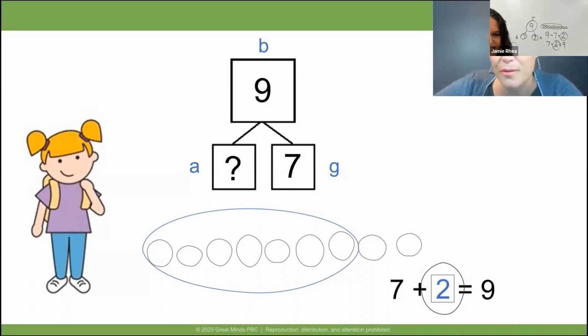So she wrote 2 for the unknown number, and she circled it because that's the solution or the answer to the unknown number. Way to go, Maria. We're getting good at these. Which do you think was a more efficient strategy to solve?